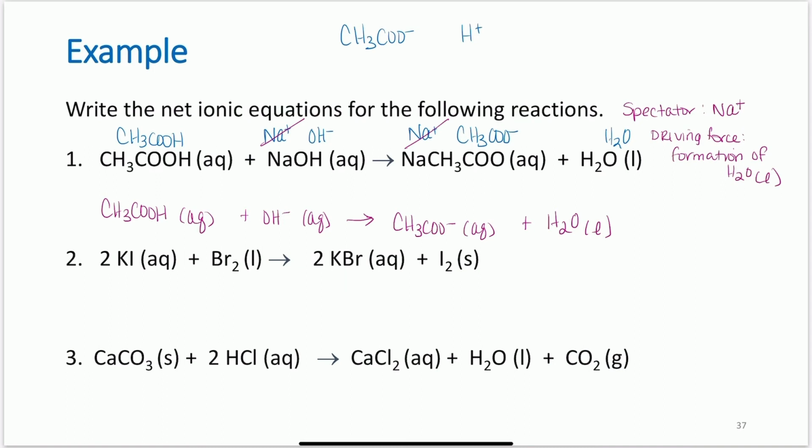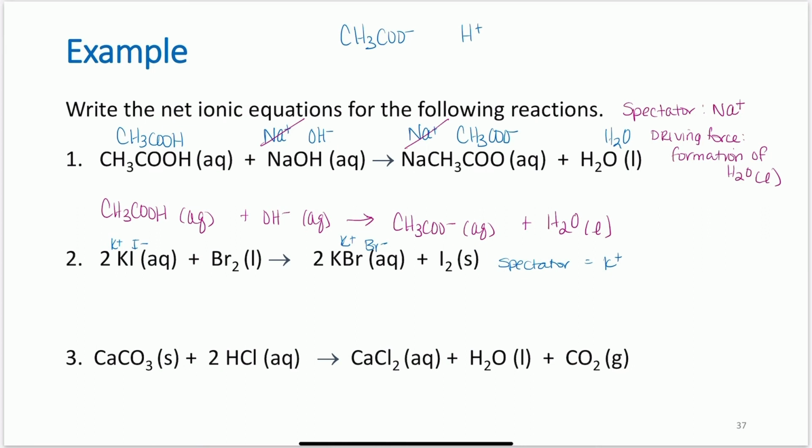The next example is 2KI plus Br2 giving me 2KBr plus I2. So I've got potassium iodide reacting with molecular bromine, producing potassium bromide and molecular iodine solid. This does split up into K plus and I minus. This does split up into K plus and Br minus. So my spectator here is that K plus. I've got K plus on either side of my reaction.